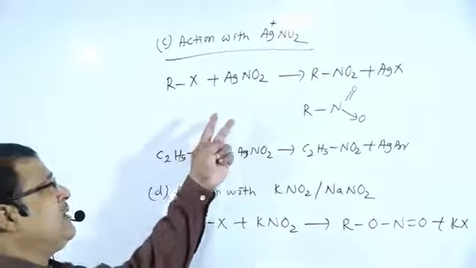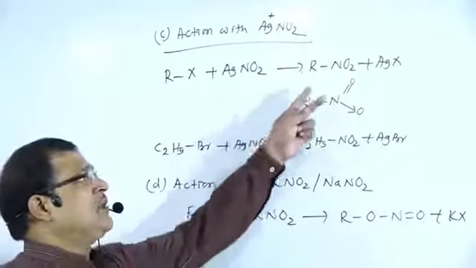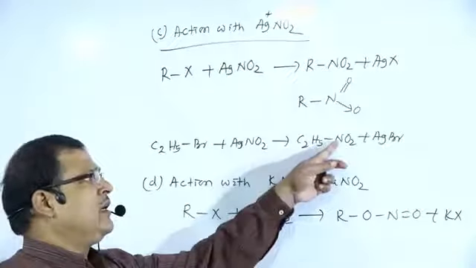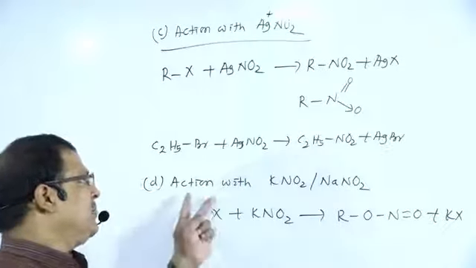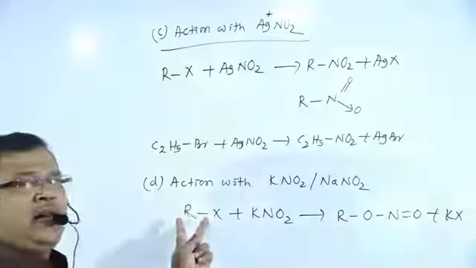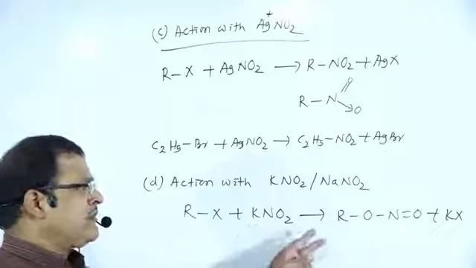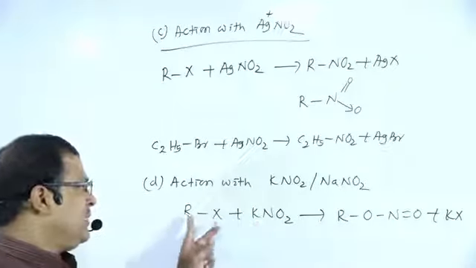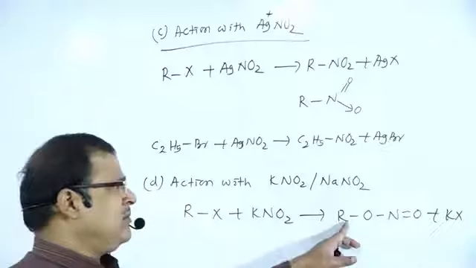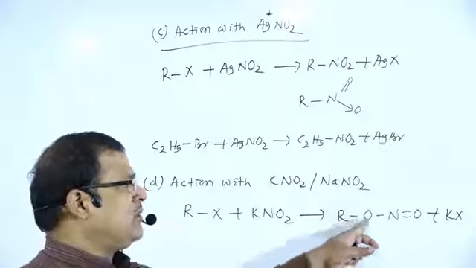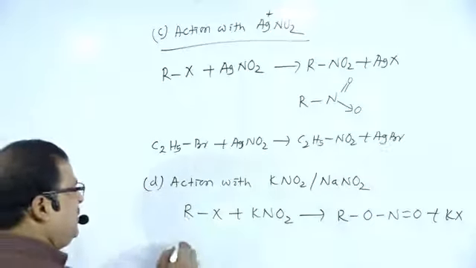When an alkyl halide is treated with silver nitrite, there is the formation of nitroalkane, RNO2, with the bond between nitrogen and carbon. But whenever there is the reaction of alkyl halide with potassium nitrite, there is the formation of a bond between the carbon atom and the oxygen, that is carbon to oxygen, rather than carbon to nitrogen.